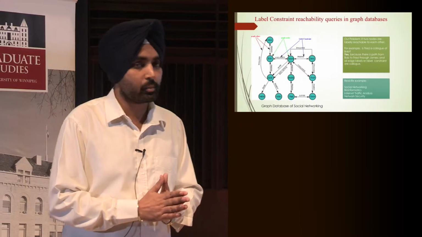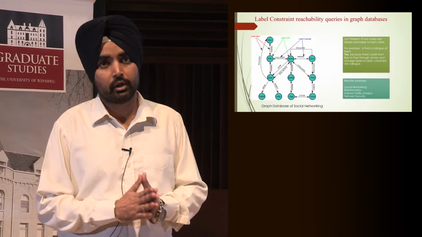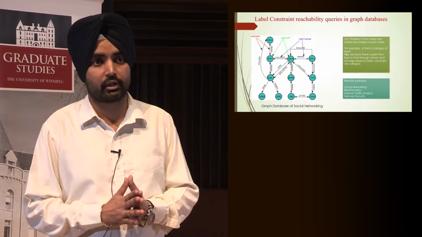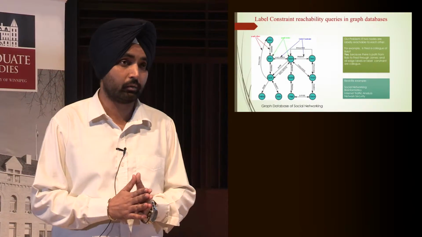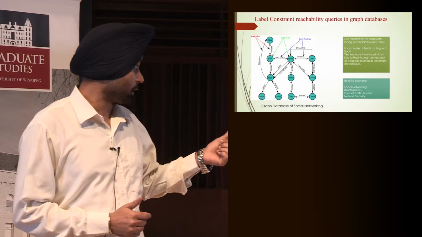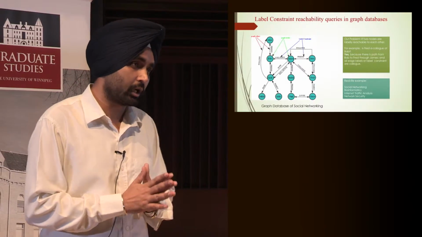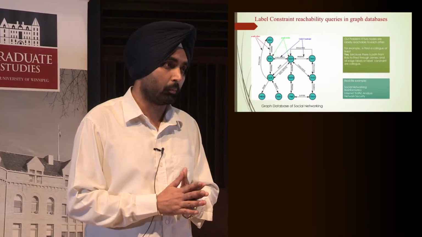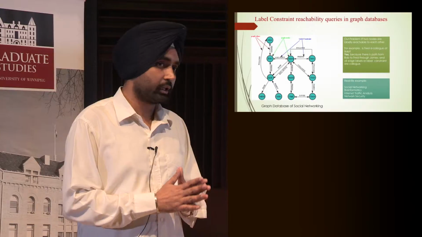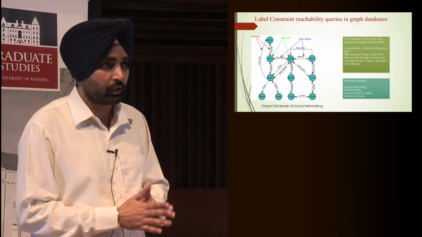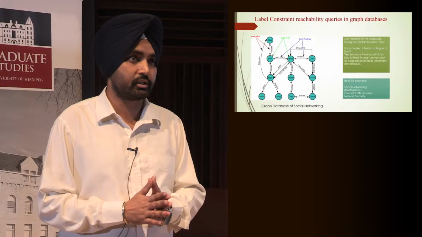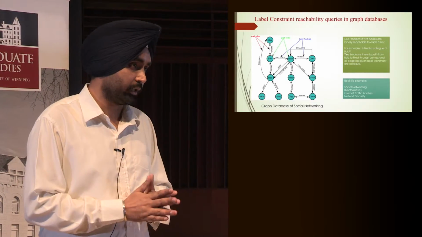We also introduce new label constraint reachability query techniques. By label constraint reachability query, we mean we are trying to find out if two nodes are reachable from each other or not, and if they are reachable, what kind of relationship they have. For example, in the given example, we are trying to find if Fred is a colleague of Bob. Yes, because Fred is reachable to Bob through James, and all the graph edges are represented as colleagues.